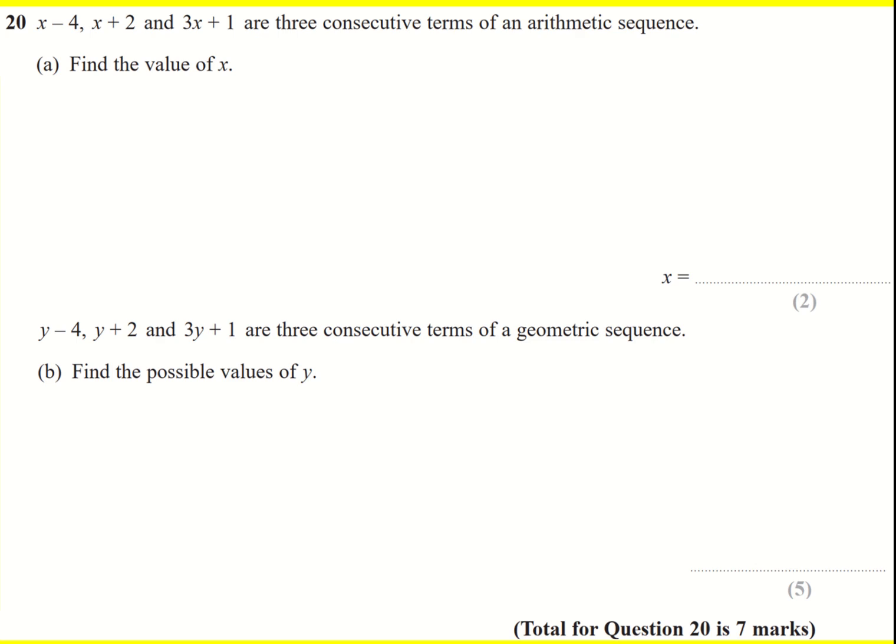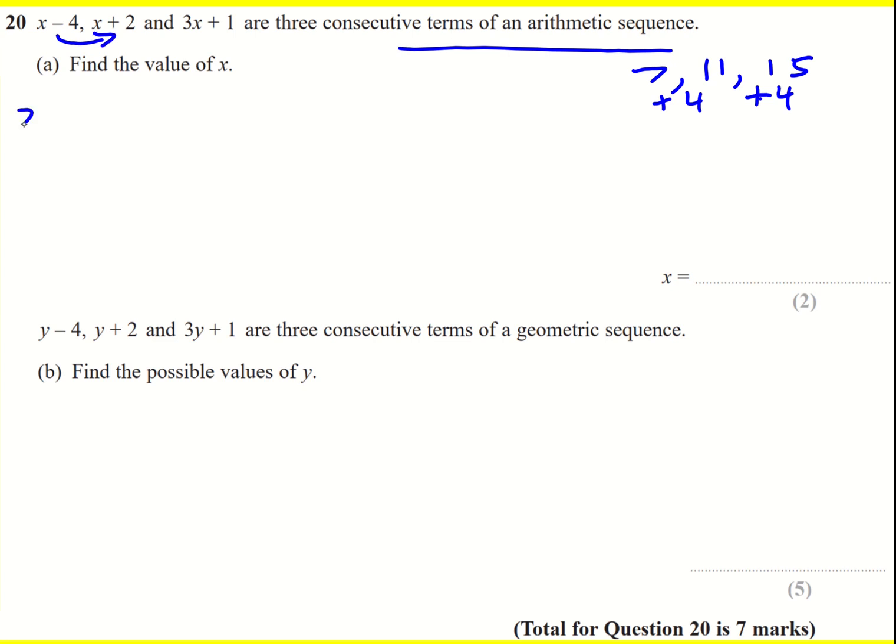A couple of sequences questions here. First of all, x minus 4, x plus 2, and 3x plus 1 are three consecutive terms of an arithmetic sequence. Right, arithmetic sequence, that means we're just adding the same amount every time. For example, 7, 11, 15 is an arithmetic sequence because we're just adding 4. So I know I'm adding something to this one to get this one.